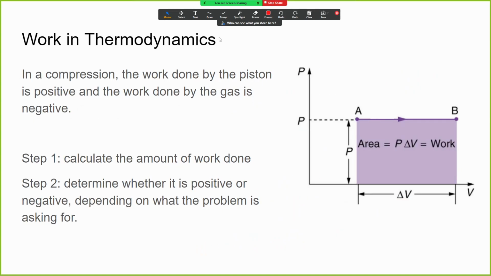And then I have another one here that's reminding you about compression and work. In a compression, the work that is done by the piston is positive and the work done by the gas is negative. So once again, work is equal to area, which is equal to P delta V. My advice is to first calculate the amount of work done and then determine whether it's positive or negative depending on what the problem's actually asking you for. Because they will be equal, but one of them is going to be negative and one is going to be positive.